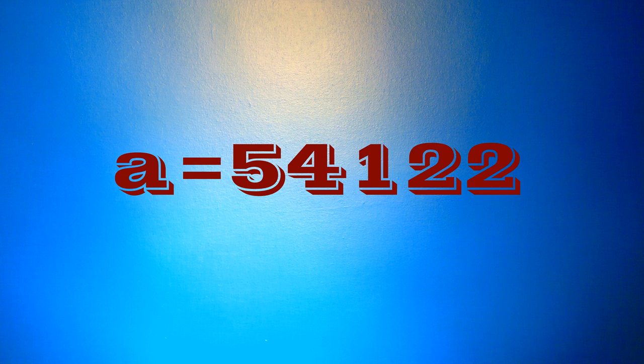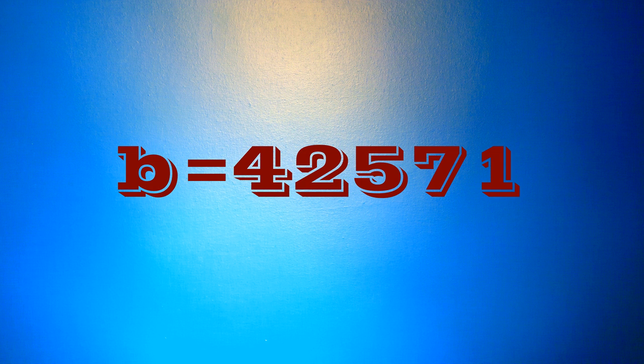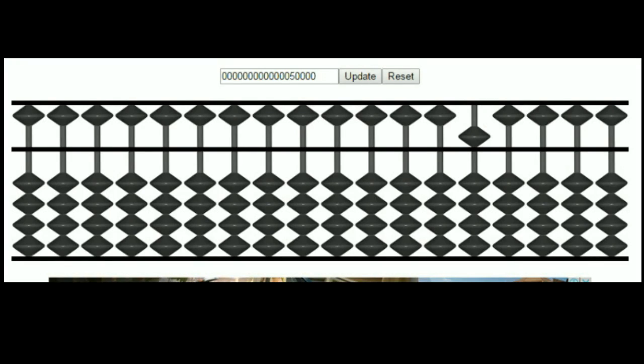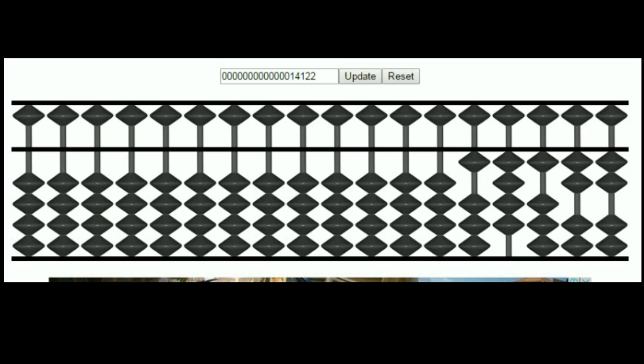With all this, let's see an example. A equals 54,122. B equals 42,571. First step. Subtract the 10,000s column. In 5 minus 4, I have to remove the heavenly bead, making it 0, but I didn't want to subtract 5, but a 4, so I add a 1 to compensate.